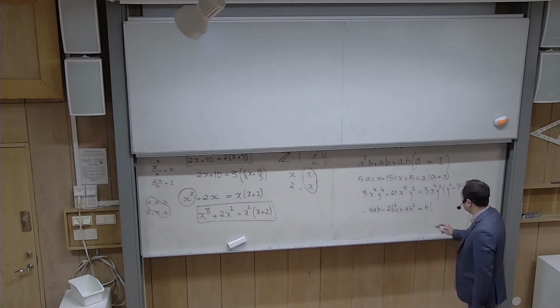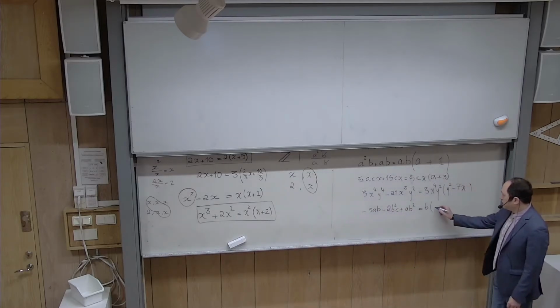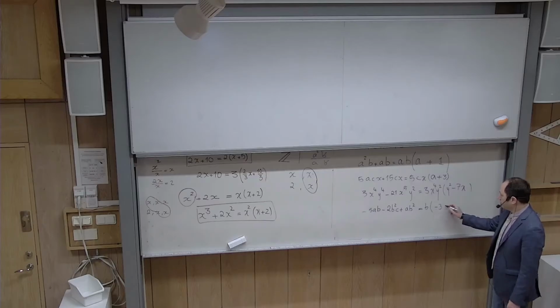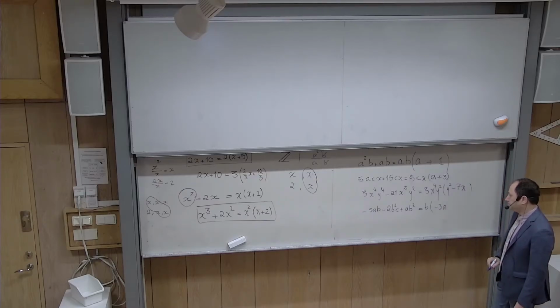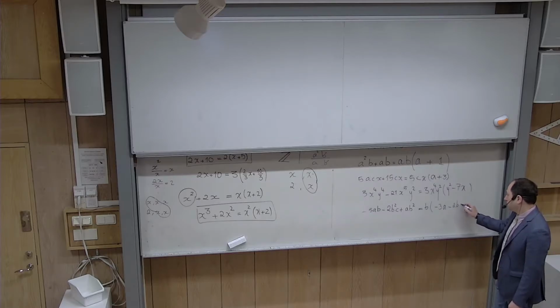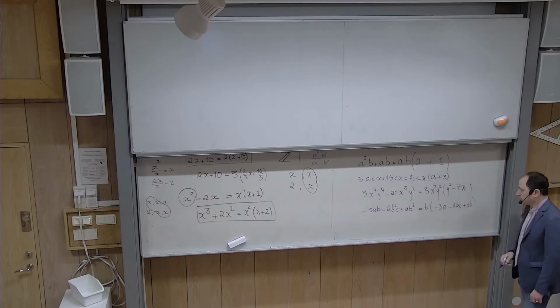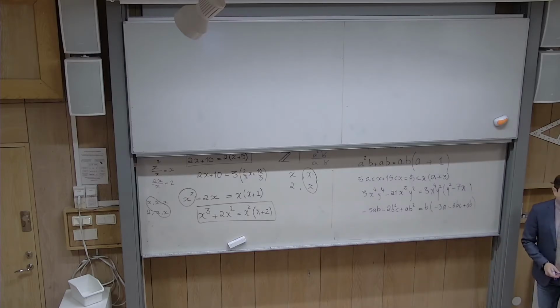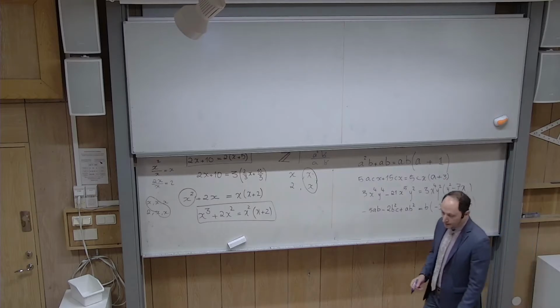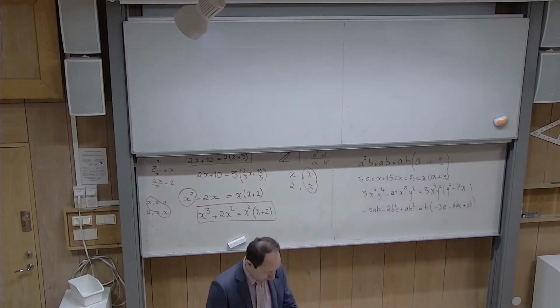And then, okay, tell me what is left. Minus, be careful, you have to put this minus sign. Minus 3a. Which sign? Minus 2bc plus ab. That's it. So this is the factorization of that form. Okay, let me give you another example.